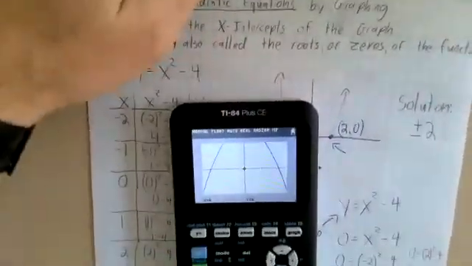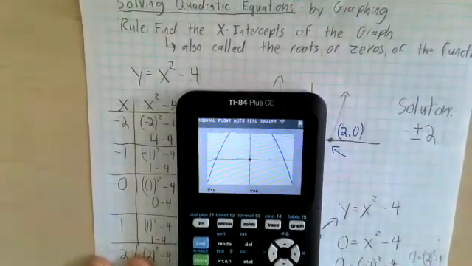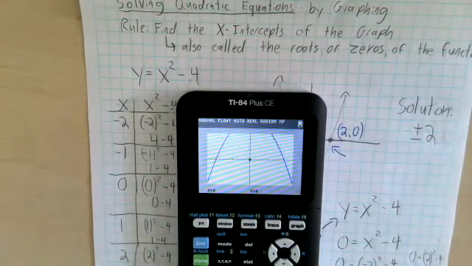Okay, are we here? Yes, sir. Zoom and then zoom in. Zoom and then 2. Is anyone not here?